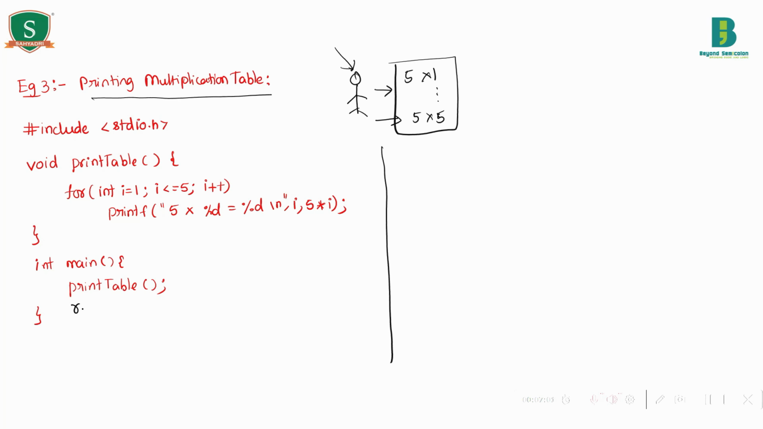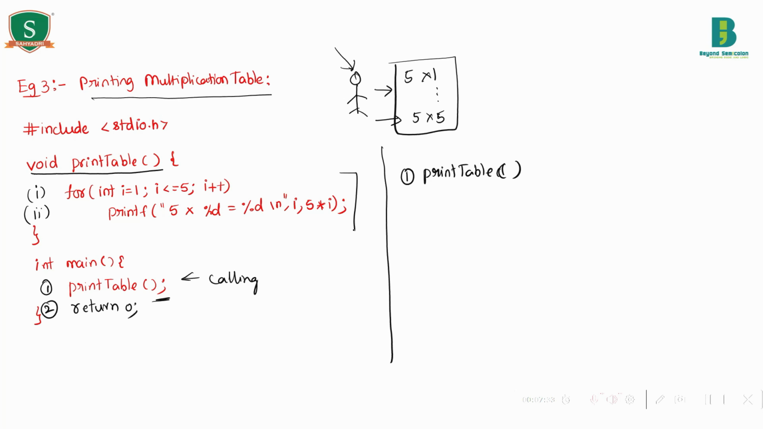My bad here, int main, I need to mention return 0. Let us consider this is first line, this is second line, and inside the print table this is Roman number 1 and Roman number 2. Now print table. First statement that gets executed is print table. What are we doing here? We are calling the function. That is the reason we are using semicolon. This is a block of code that we want to reuse.